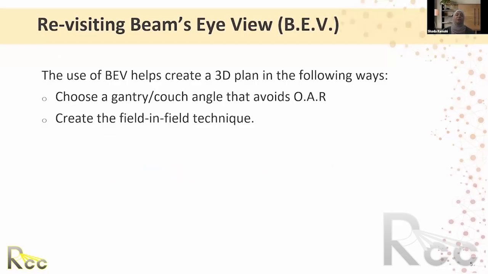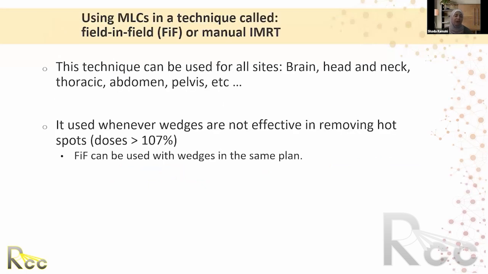All right, so we mentioned that the best way to create a 3D plan is looking at things in 3 dimensions. And one of the ways to do that is what we call the beam's eye view. So you're looking as if you are the beam going through the patient and then seeing what you could avoid. And by changing your beam eye view angle, you could figure out the best couch gantry combination that you can avoid.